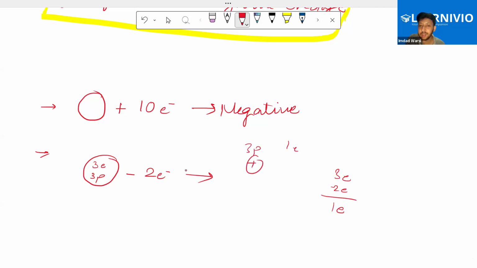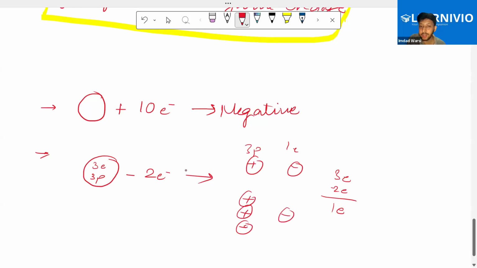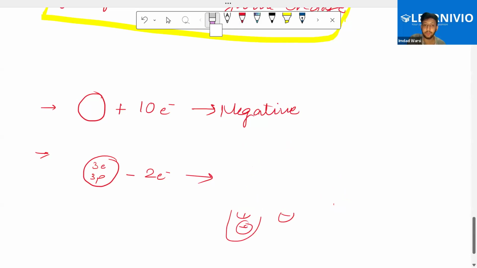Now this is positive and this is negative. Now you see, positive is 3 times, positive, positive, positive, and negative is only 1 time. So that is why you say the body becomes positive. So this is the reason how it becomes positive. Understood? Yes. Now you say the body becomes positive.